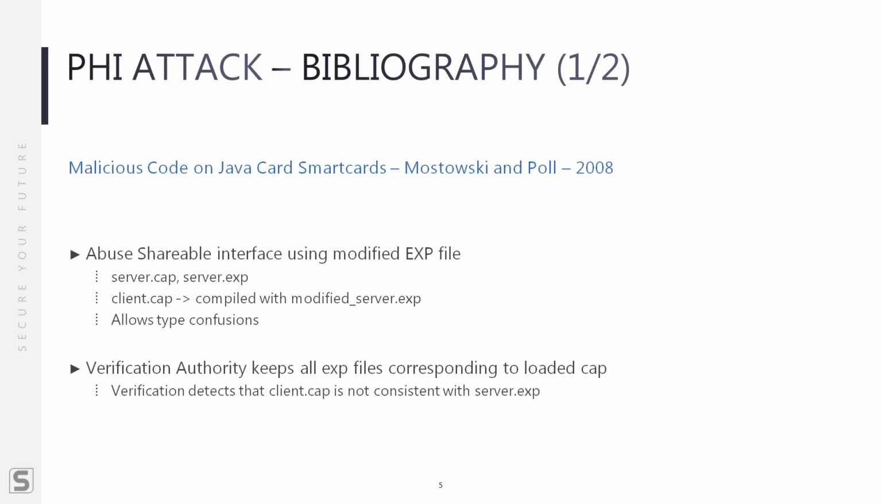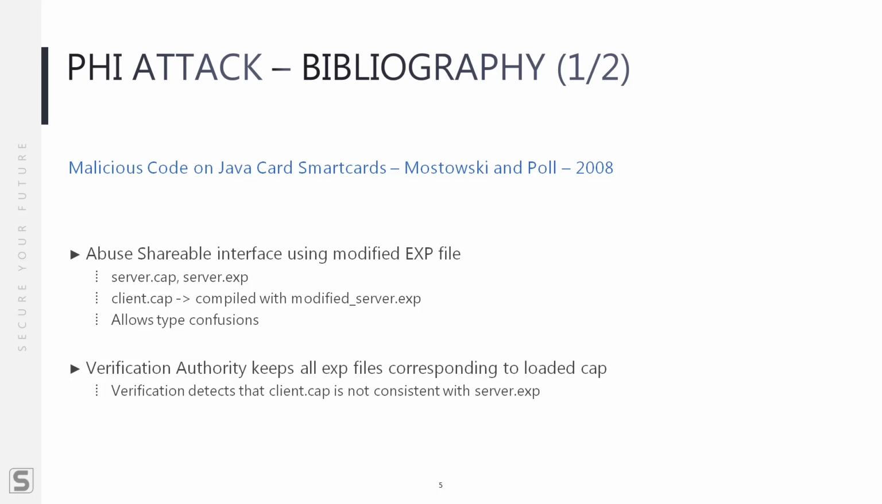In order to introduce our attack, we first need to focus on two previous works. The first one is malicious code on Java card smart card, presented in 2008. Among several attack methods introduced in this paper, we can find the idea of using the variable interfaces in order to obtain a type confusion. The principle is the following.